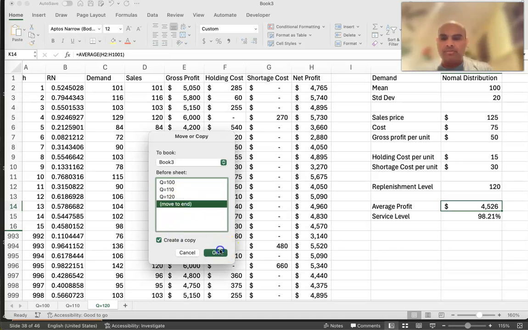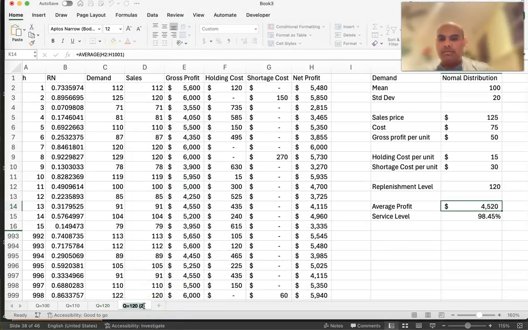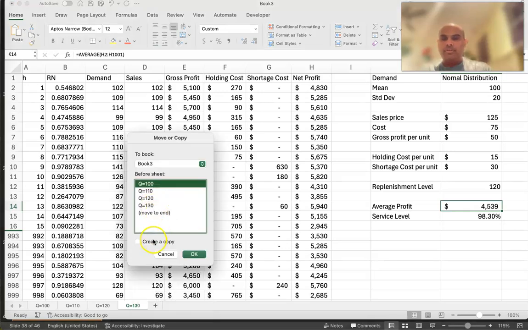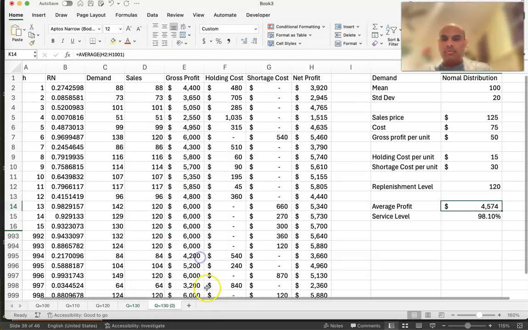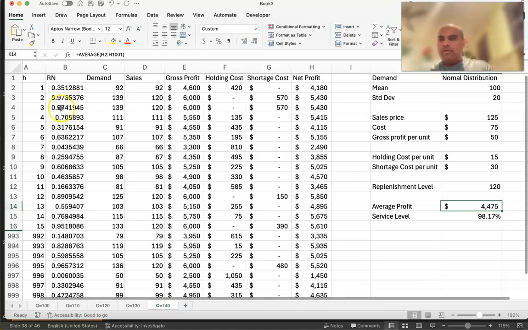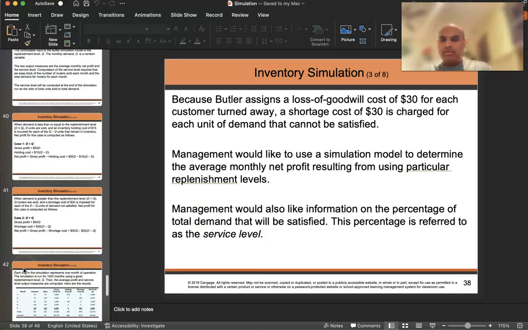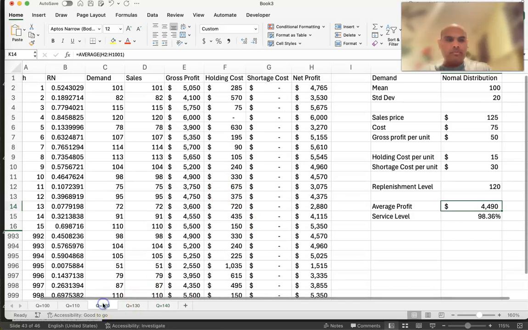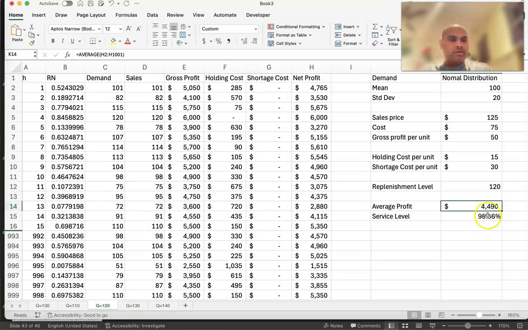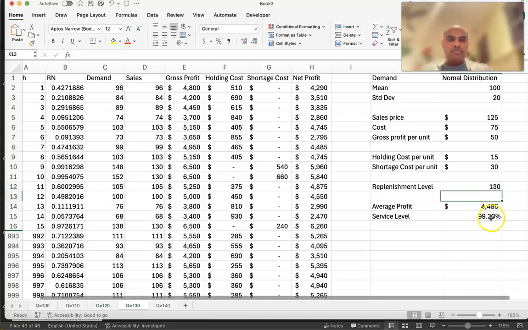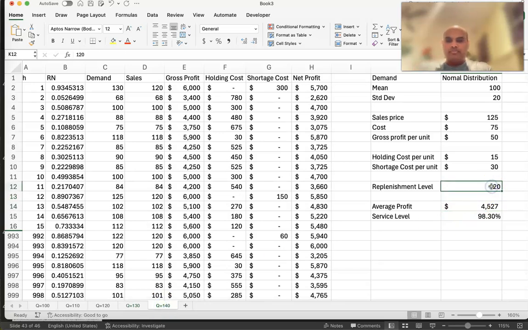There is a better way to do this also, but you know what? I don't feel like going through that. Let me quickly make copies and then we'll go and change them. So going back here, we did up to 140. Those are the ones that we did. So for 120, you'll notice that service level jumped to around 98.36%. If you do 130, it'll jump up to 99 point something. 140 will be even more.